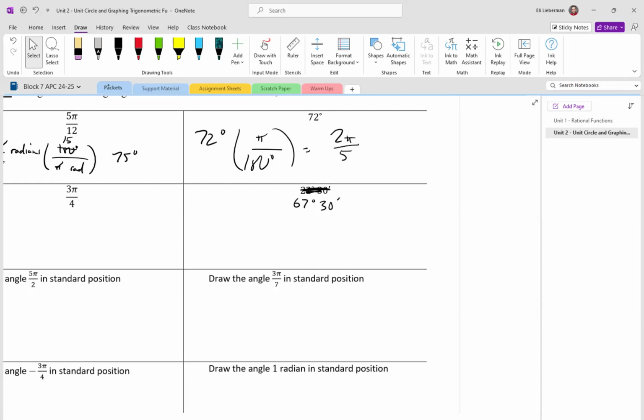So if it's 67 degrees and 30 minutes, are we going to convert that to radians? I'll give you a minute to work. You're going to do this one instead of the 22. Maybe convert it to decimal first.